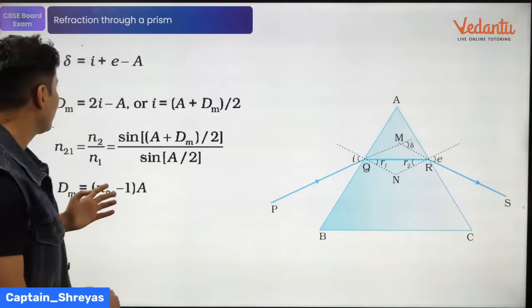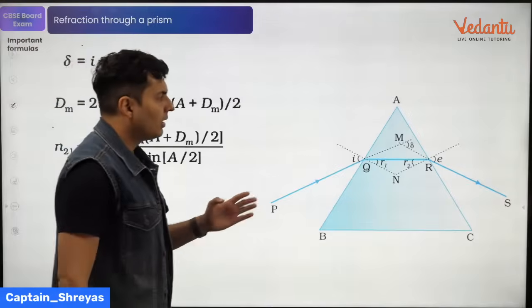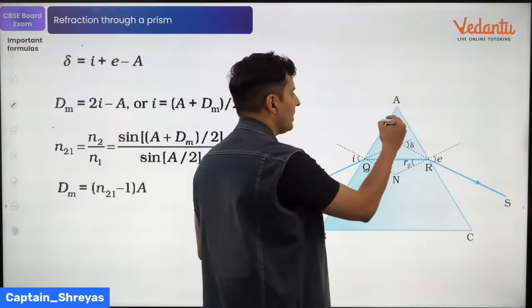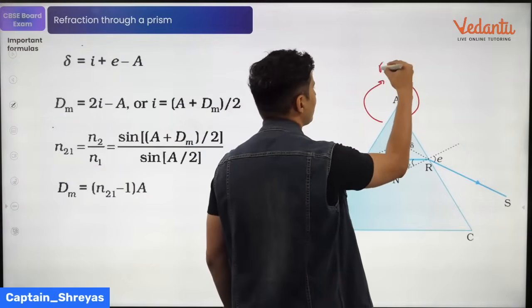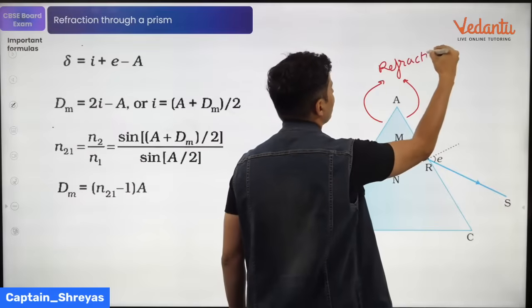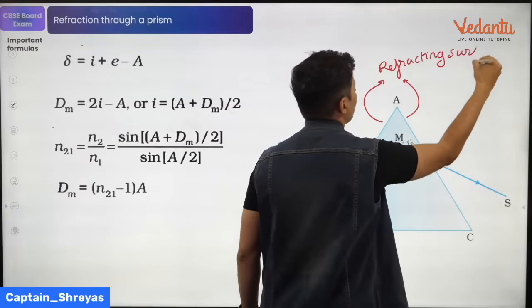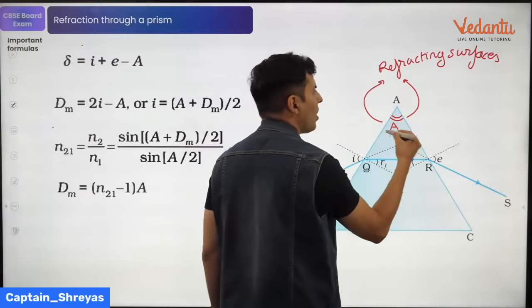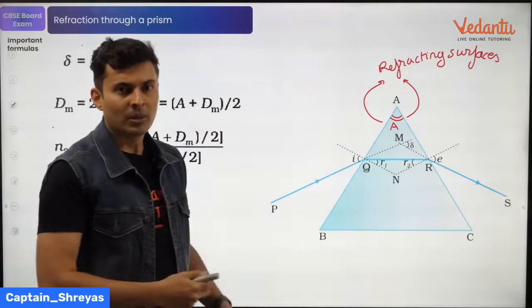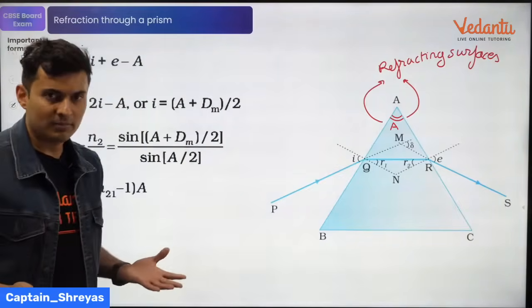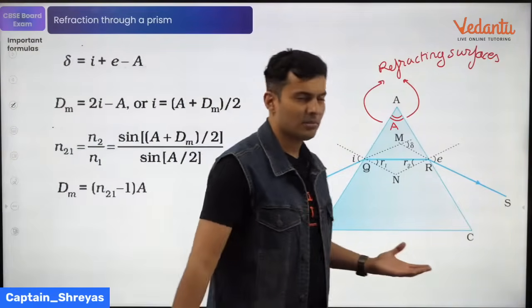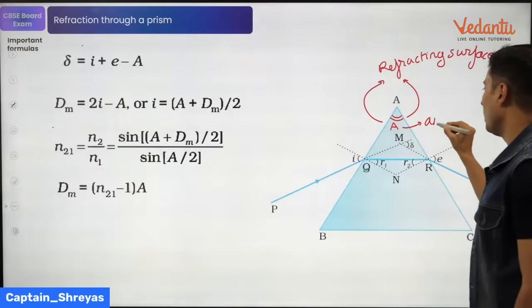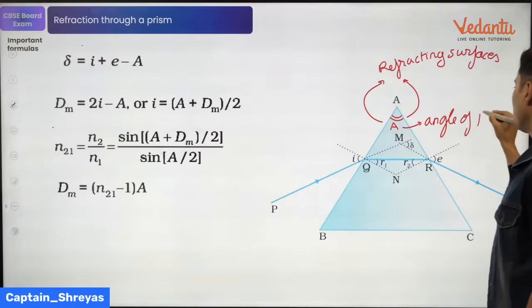Okay, great. When you have a prism, the two surfaces where the refraction occurs are called the refracting surfaces. The angle between them is the angle of prism, or the refracting angle of the prism, whatever you want to call it. So this A is nothing but your angle of prism.